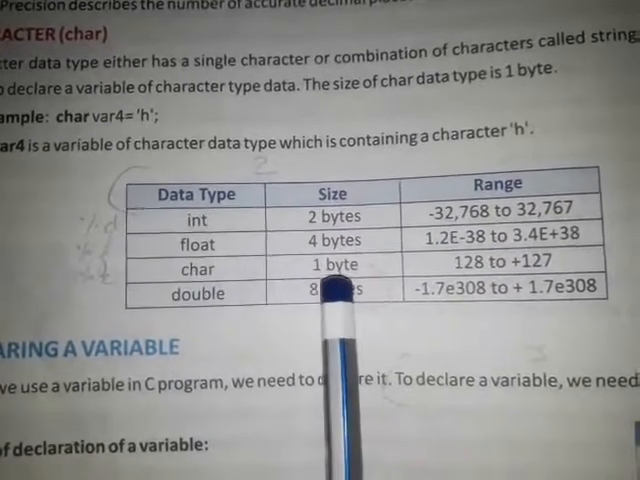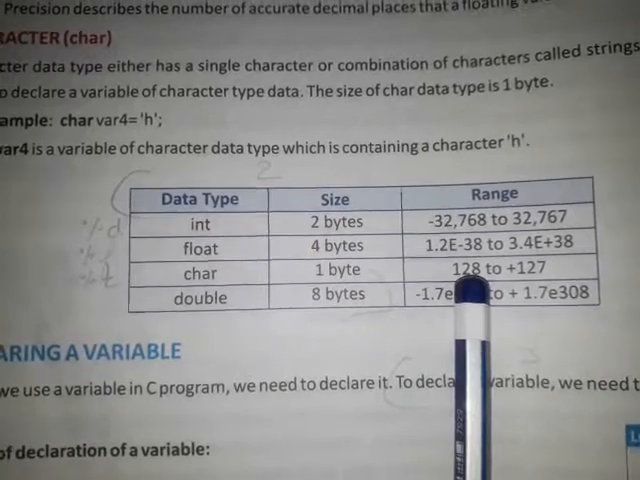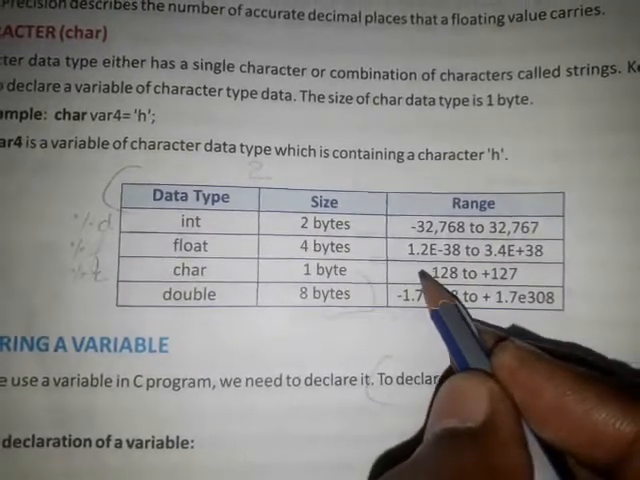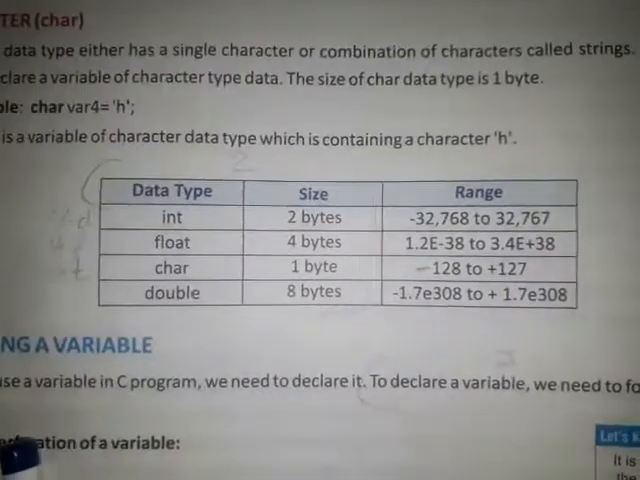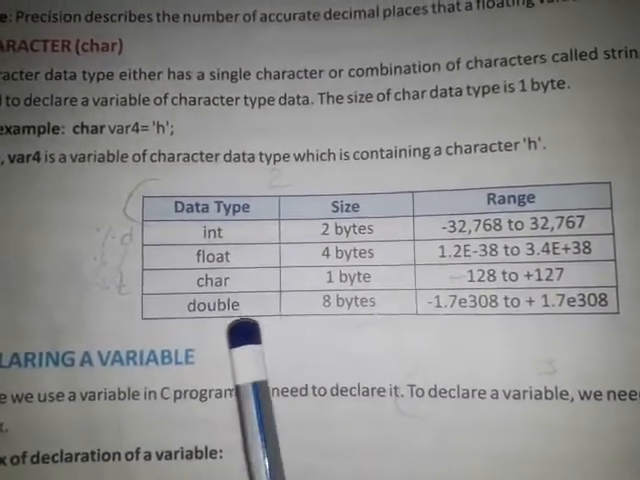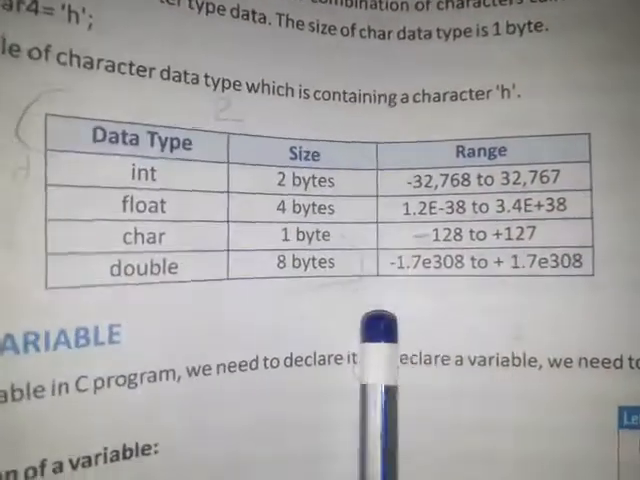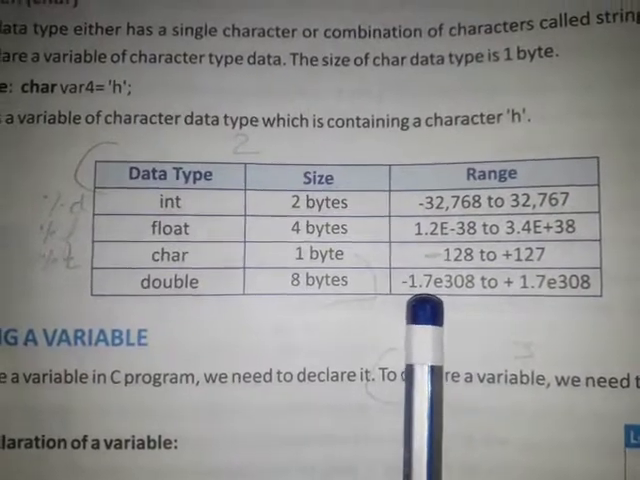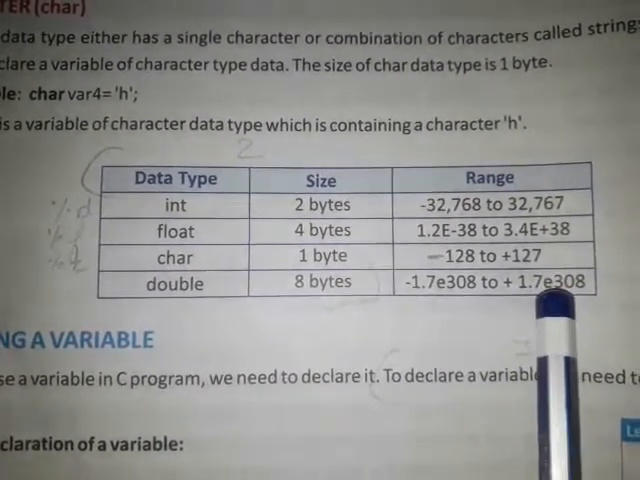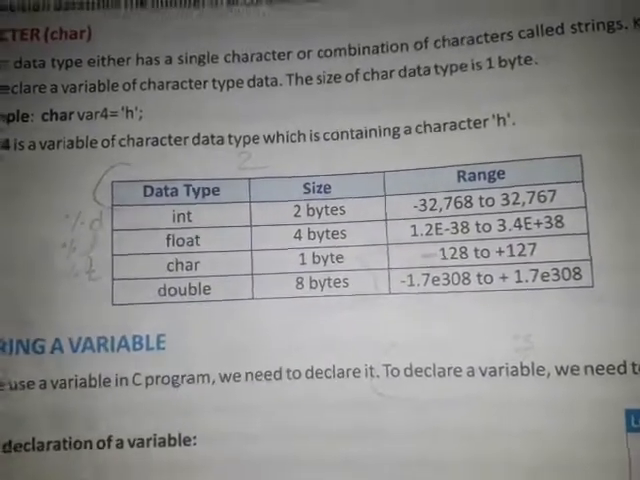Char has only a single byte, 1 byte. It can store minus 128 to plus 127. Double has the capability to store 8 bytes, so it has a very large range: minus 1.7 times 10 to the 308 to plus 1.7 times 10 to the 308. These are the various ranges of the different data types.